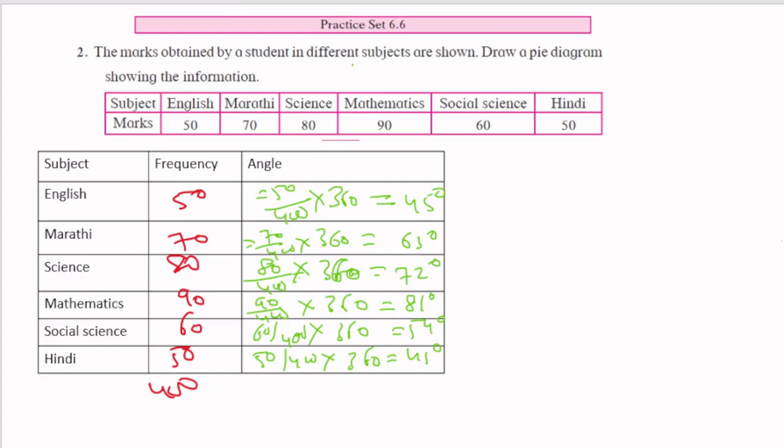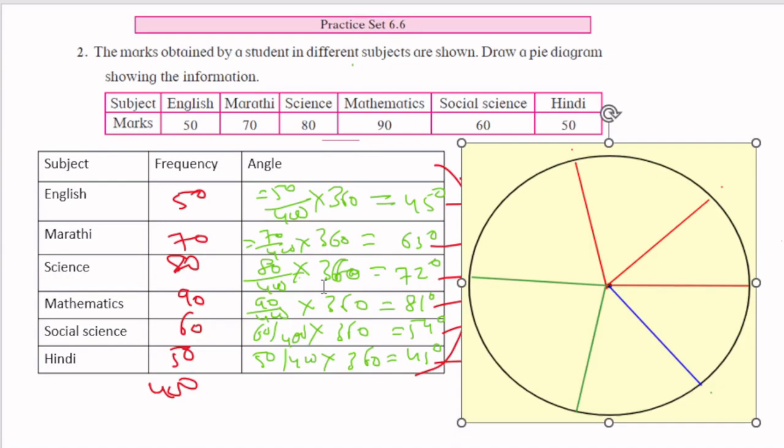Welcome back. So now we got the angles, right? These are the angles for each and every subject, and these angles we have to plot on the pie diagram. Let's do that quickly. Pause the video again and let's check the pie diagram, how I have drawn it. If you have any sort of doubt, please comment. I'll definitely help you out. Let's do that quickly. Pause the video now.